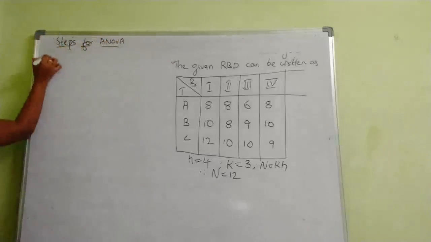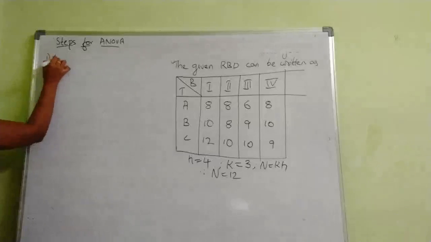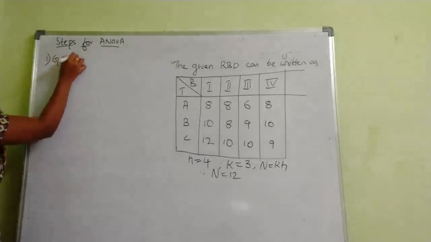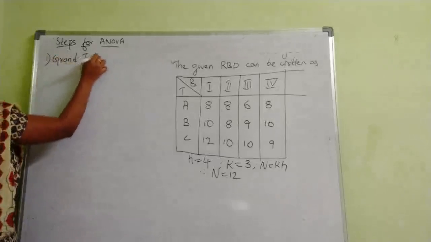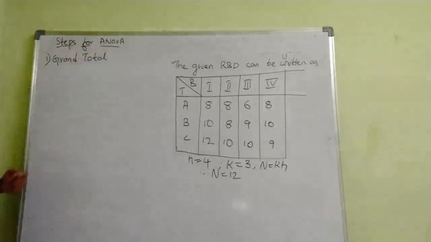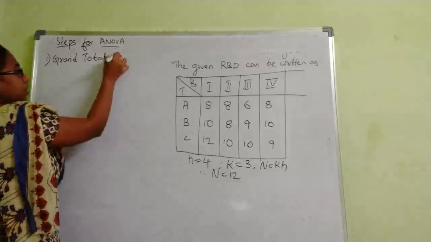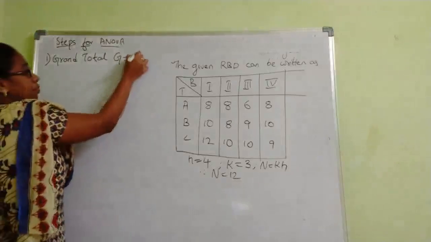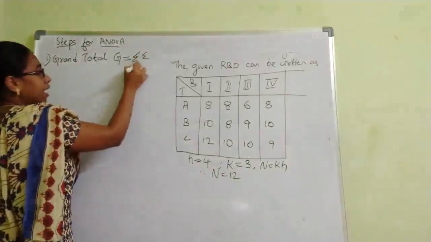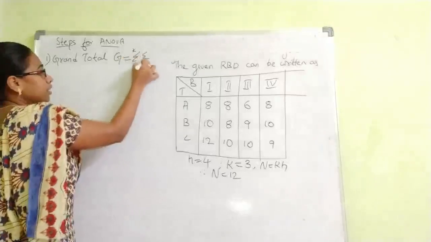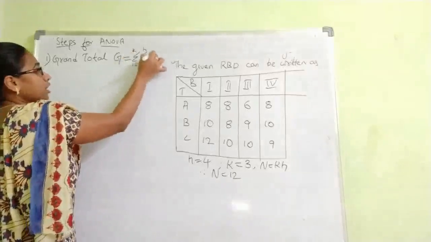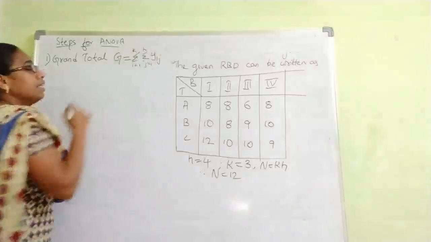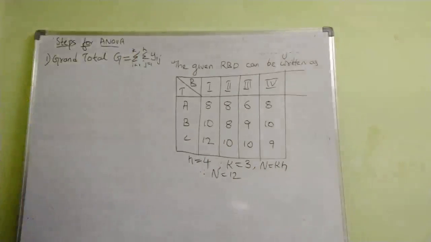So the first step for ANOVA is we are going to find the grand total. So what is the grand total? Grand total is denoted with G. So G is equal to double summation i equals 1 to k, j equals 1 to h, Yij. That means by adding all the observations, we are going to get the required N value.